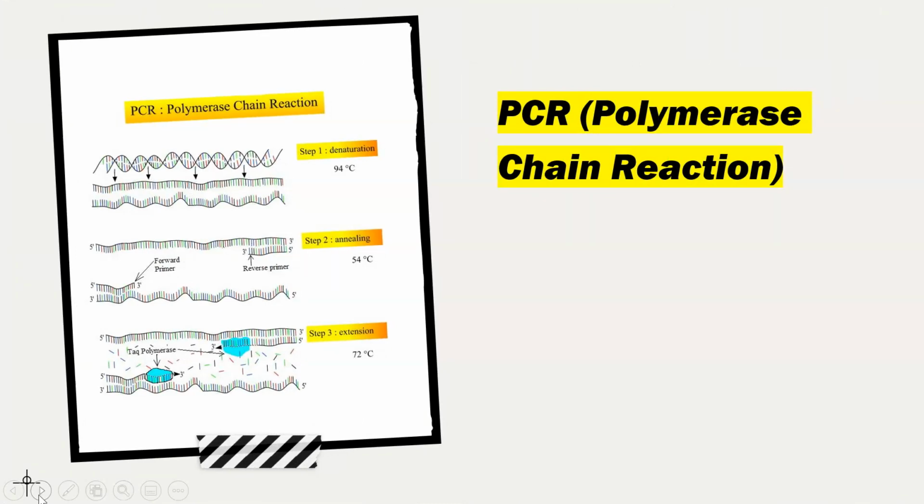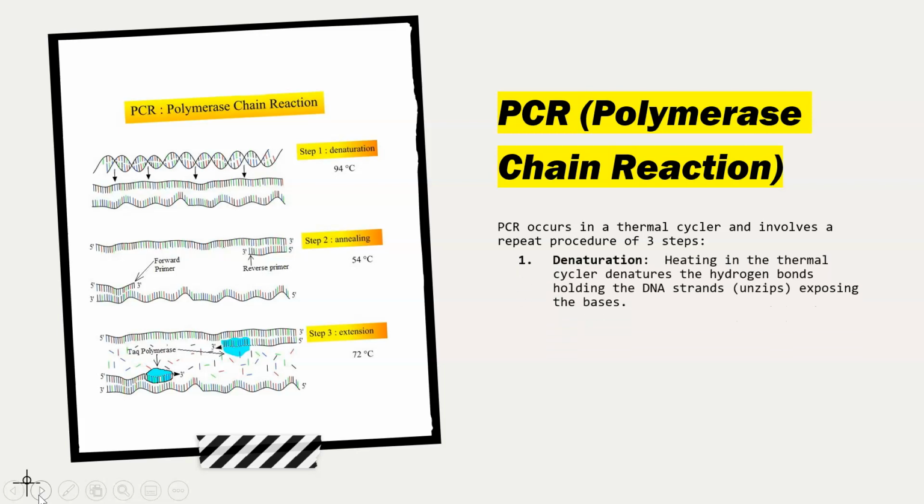Okay, so that was all revision from previously. Now, as we said, PCR occurs in what we call this thermal cycler and involves a repeat procedure of 3 steps. So we've spoken about this before. We've got that denaturation, and that's where the DNA gets heated by the thermal cycler, which denatures those hydrogen bonds that hold the strands together. So basically it's unzipping our DNA, exposing those bases. So you can see that in step 1, we've gone from our double helix to it being unzipped.